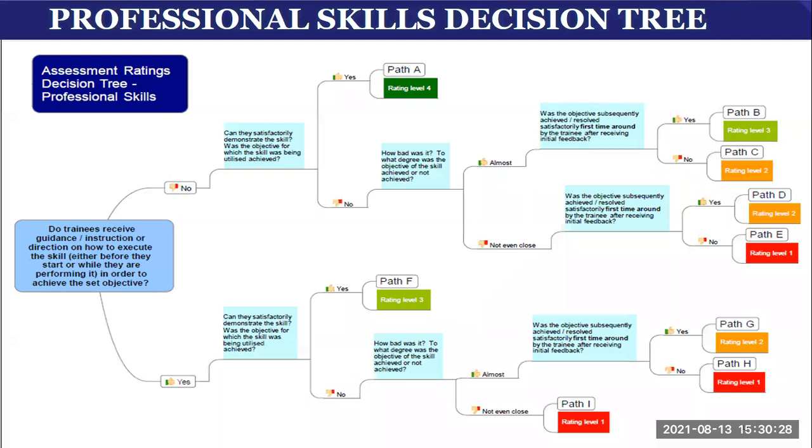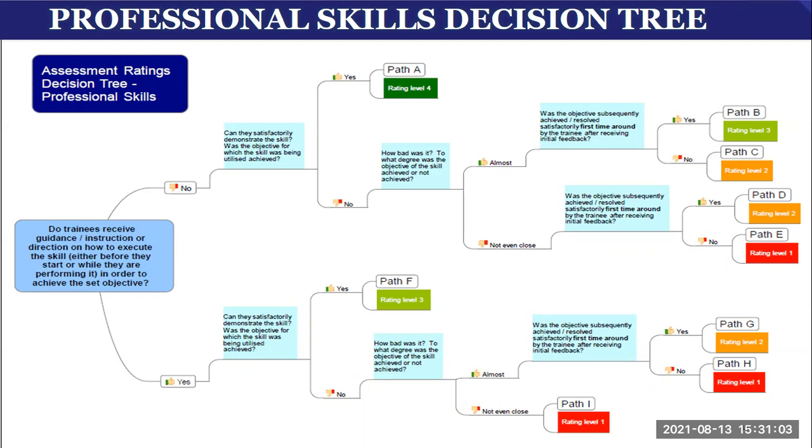Moving on to the professional skills decision tree. So you'd find that what is different between the professional skills decision tree and the technical skills decision tree is the number of questions that you'll be asked. Under the professional skills decision trees, you'd find that there are 9 potential paths. That is, they range from path A to path I. And then there are 3 key factors that must be considered.